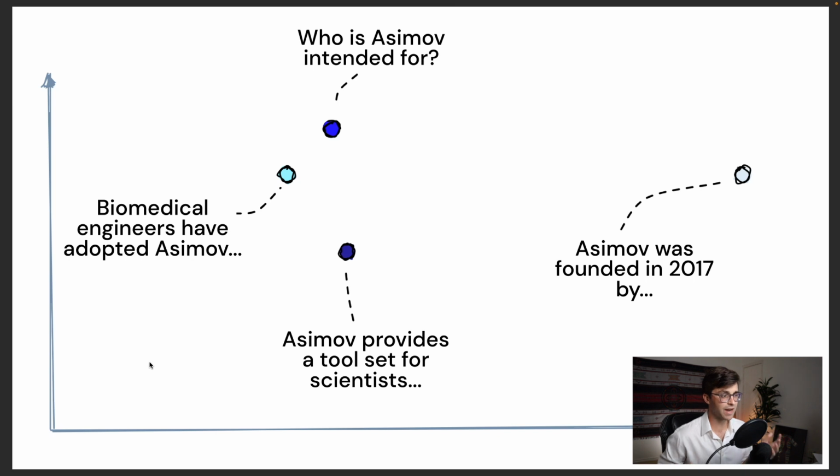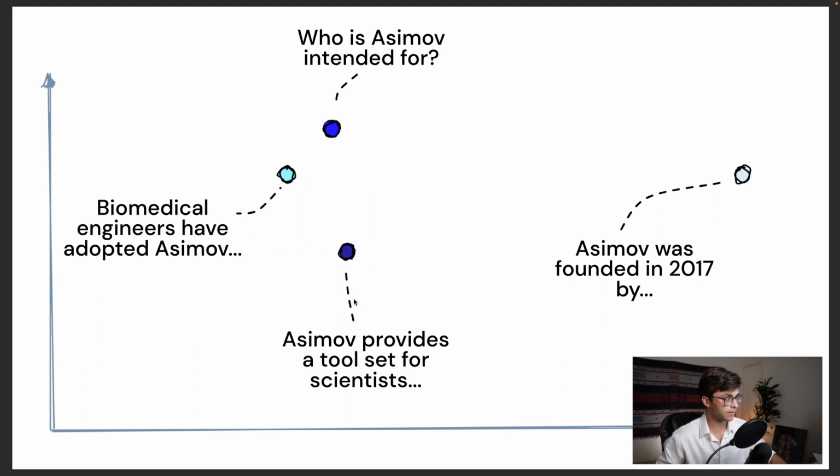So this might be how it looks in really simplified 2D vector space. This is just a really simple visual example here. But we have the query up here, and then we have 3 documents. And you can see the distance of these documents in vector space to the query. So who is Asimov intended for? Well, we have a document that says biomedical engineers have adopted Asimov, blah, blah, blah. That sounds like it could potentially answer that question.